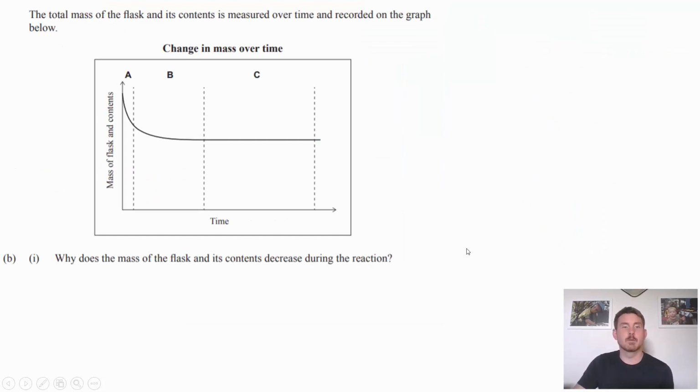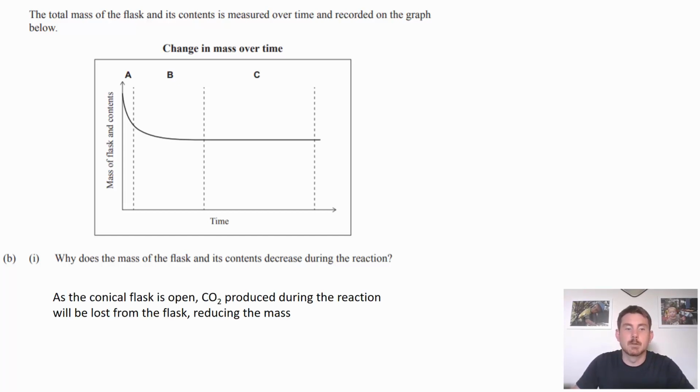Okay, total mass of the flask and its contents is measured over time and shown in the graph below. Why does the mass of the flask and its contents decrease during the reaction? So remember that the conical flask, it was stated in the question that it was open, and in our previous answer we identified that carbon dioxide was one of the products, so it's a gas. Because it's produced as a gas, it can escape the flask, and so because the conical flask is open, carbon dioxide produced during the reaction will be lost from the flask, which reduces the mass over time. And that is a merit level response.